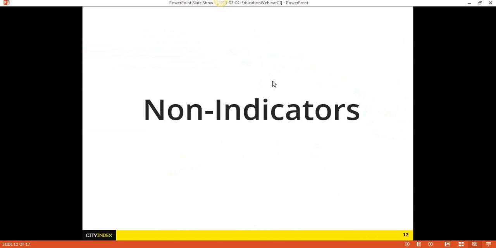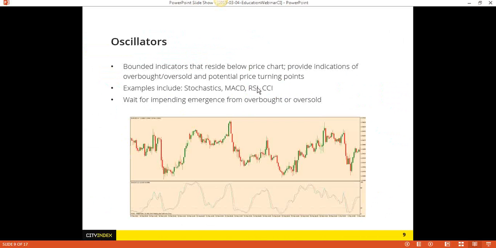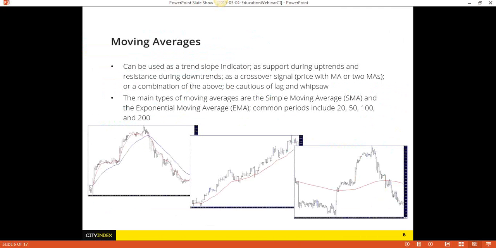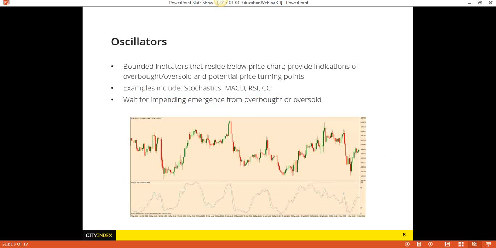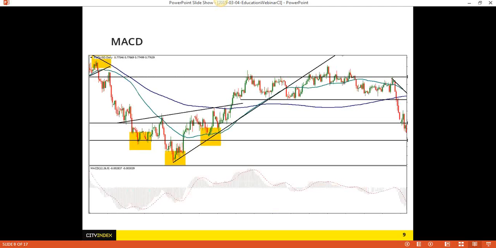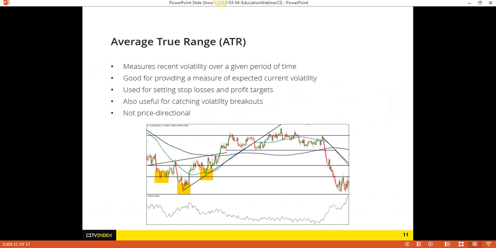Okay, so those are the main indicators I use. Again, I'm not a huge indicator trader, but these are very, very useful for what I do. Okay, so I'm using moving averages. I'm using, to a more limited extent, Bollinger Bands, and I'm using the oscillators definitely, including MACD and stochastics, and I'm definitely using ATR, average true range.